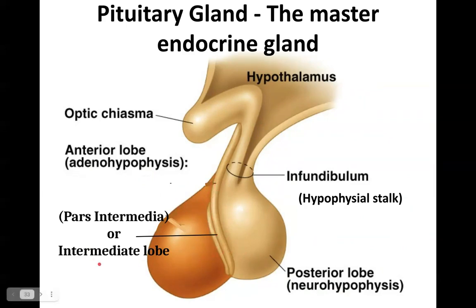The intermediate lobe is not very important in humans, but in very lower primates, it produces certain hormones which enable them to change their skin pigmentation during winters and summers so that they can blend with the environment better. They can change the color of their fur from white to brown or brown to white, depending upon the external environment.